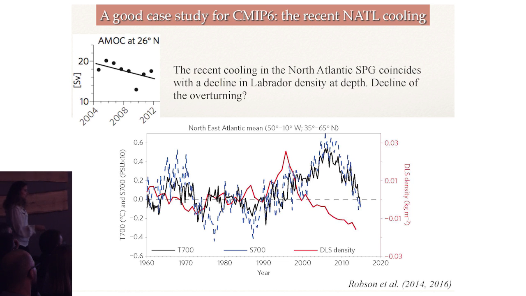And the recent study that analyzed this cooling suggests that this cooling of the North Atlantic is happening at the same time as there is a decline in the density in the Labrador Sea. This is this red line here. This is the density at depth in the Labrador Sea, and it seems to have decreased over the past few years, suggesting that there is maybe a decline of the overturning circulation at the same time as we observe a warming at depth.